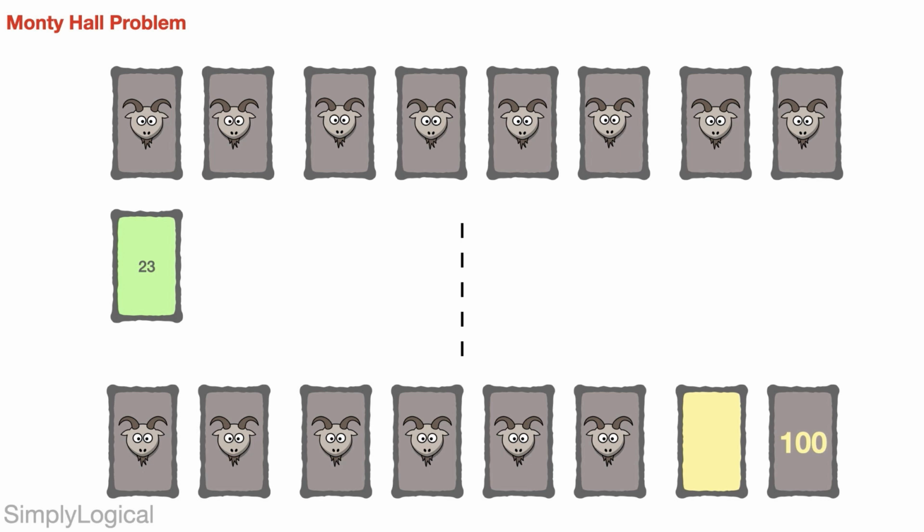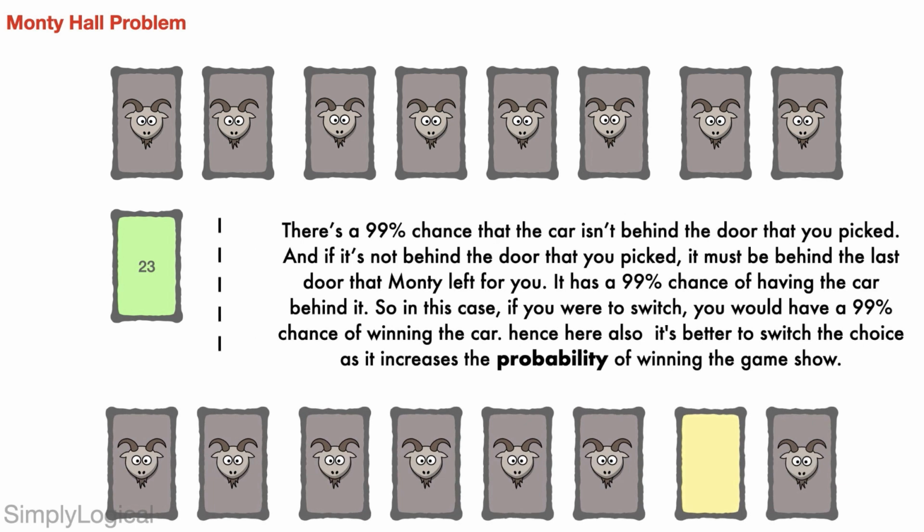Now you may arrogantly think, well, maybe I actually picked the correct door on my first guess. But what's the probability that happened? It is 1/100. So there is a 99% chance that the car isn't behind the door that you picked. And if it's not behind the door that you picked, it must be behind the last door that Monty left for you. In other words, Monty has helped you by leaving one door for you to switch to that has a 99% chance of having the car behind it.